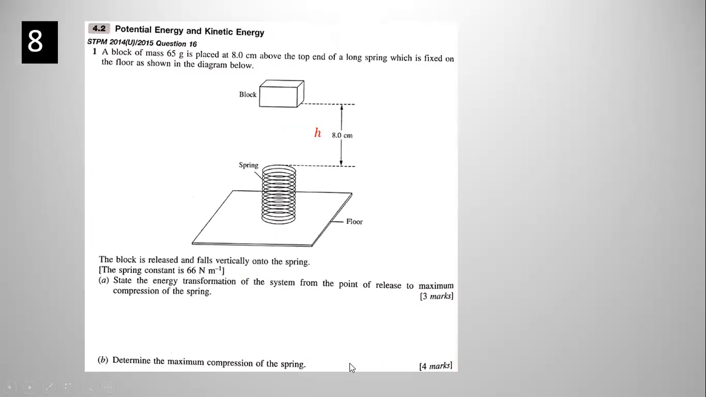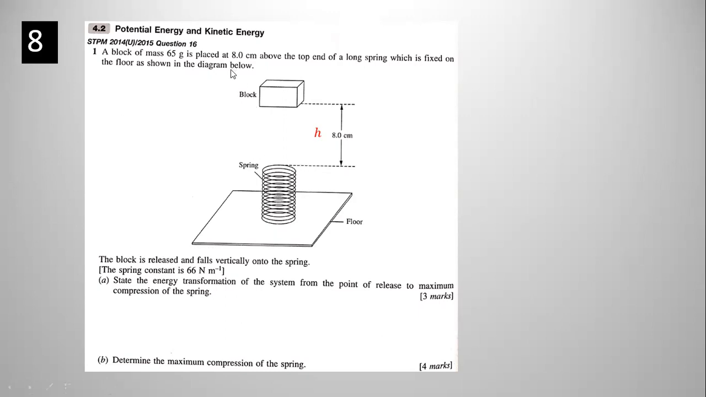Okay, let's do a practical question. STPM structure question, 2014. A block of mass 65 grams is placed at a height 8 cm above the top end of a long spring, which is fixed on the table as shown in the diagram below, and is unstretched. The block is released and falls vertically onto the spring. State the energy transformation of the system from the point of release to the maximum compression of the spring.